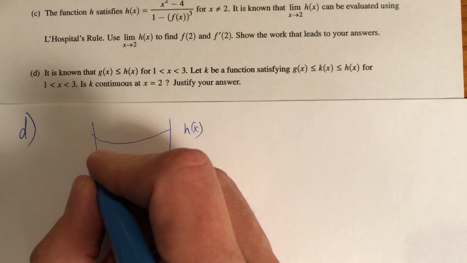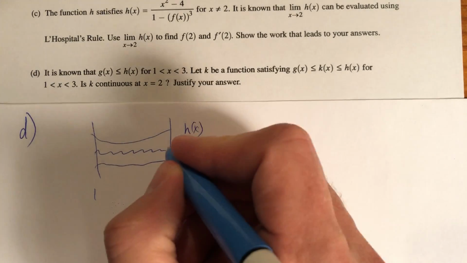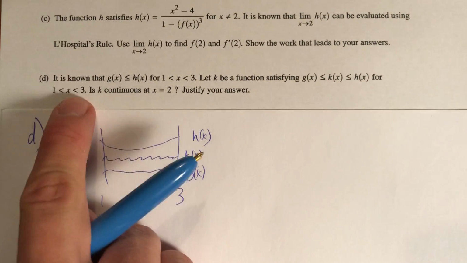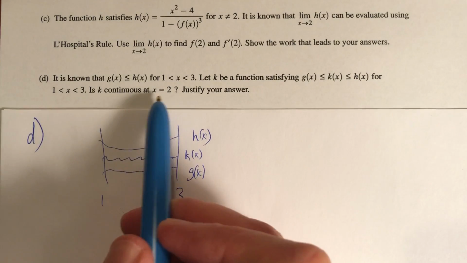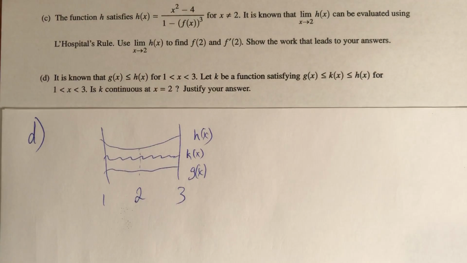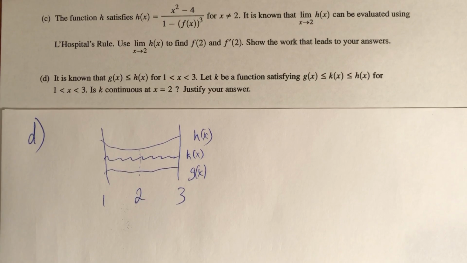Okay, so now we have another function in the middle. I don't know what it's doing, but it looks like this, maybe. And it's in between them from 1 to 3. Is K continuous at 2? Can we say for sure that K is continuous? And I want to justify my answer.